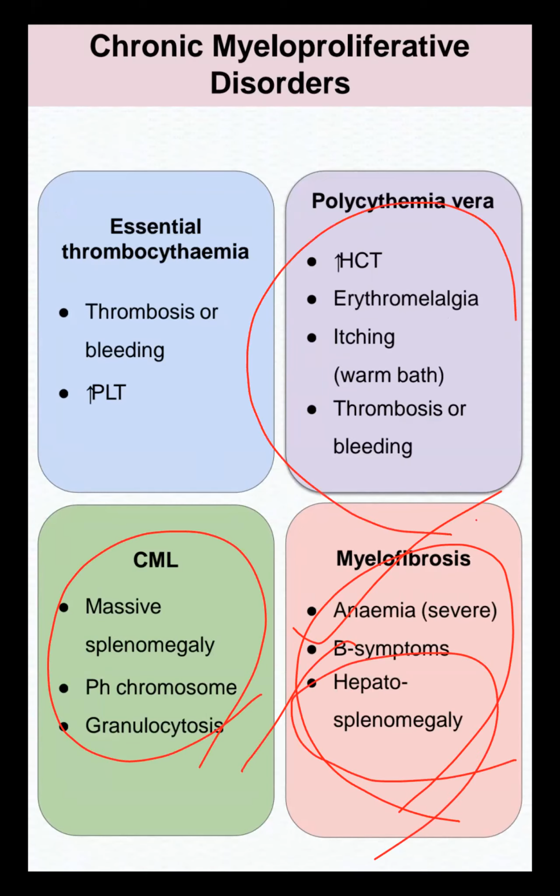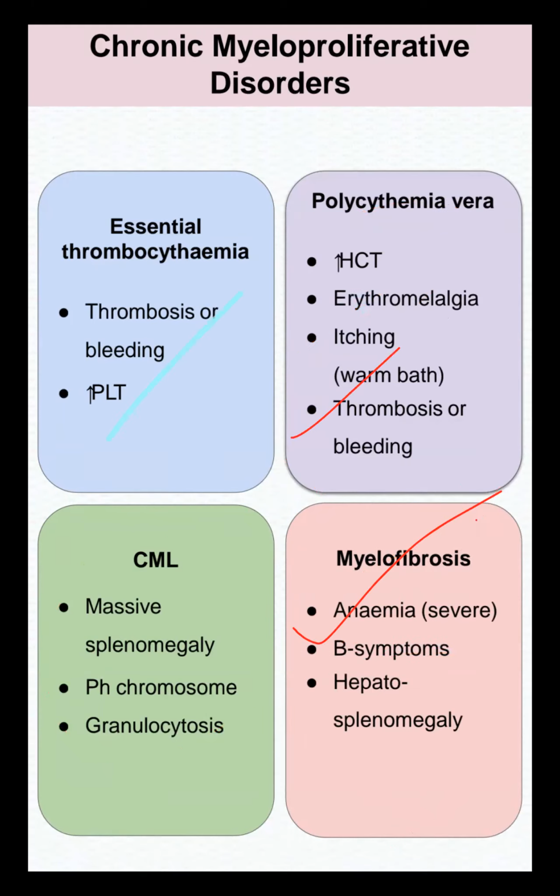Polycythemia presentation will be a higher hematocrit, erythromelalgia, itching, and there will be thrombosis and bleeding. Essential thrombocythemia: there will be thrombosis and bleeding, and a high platelet count.